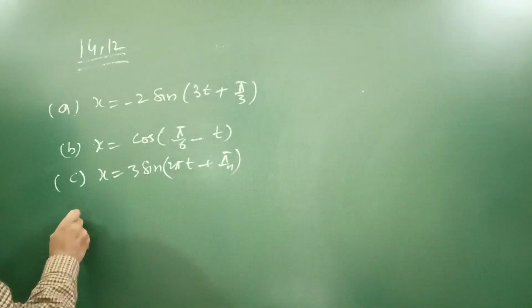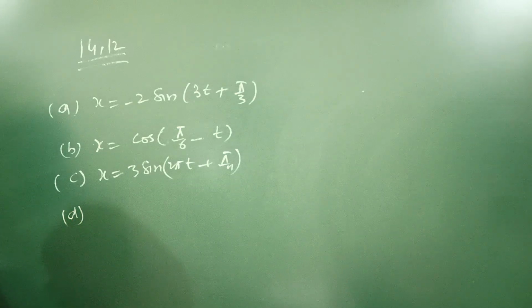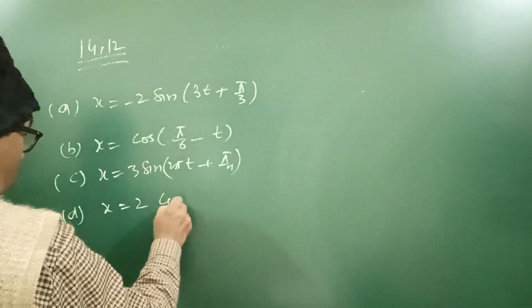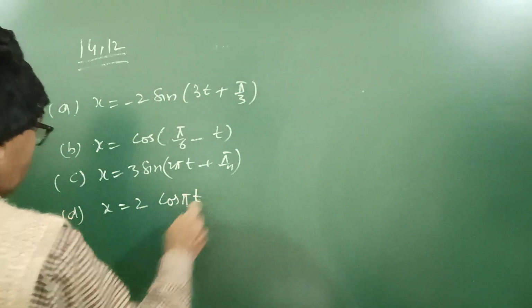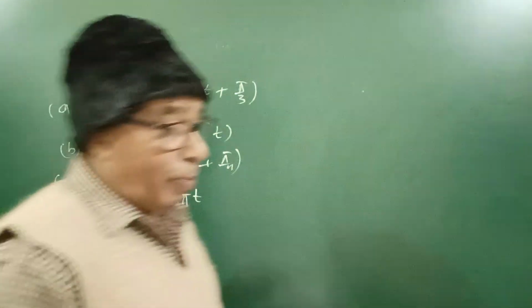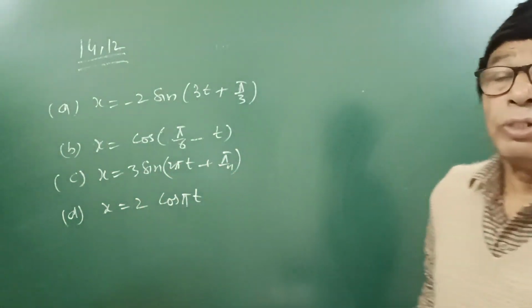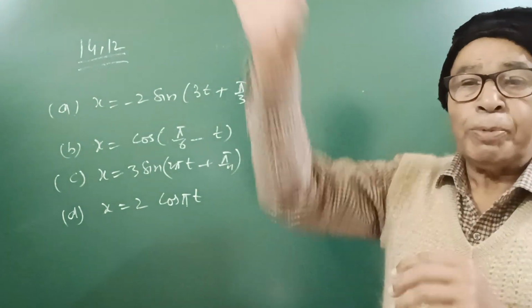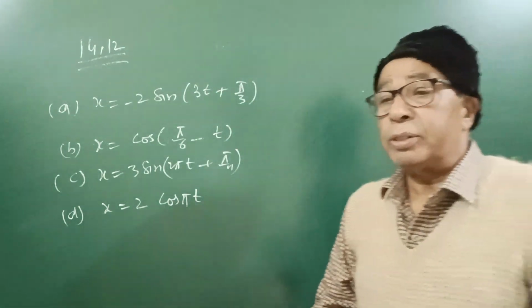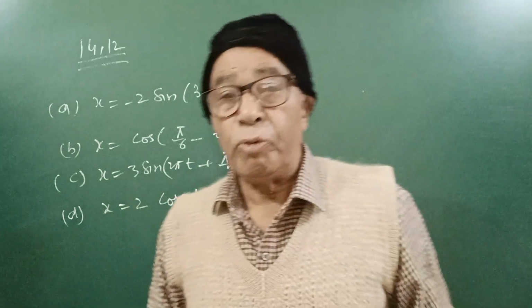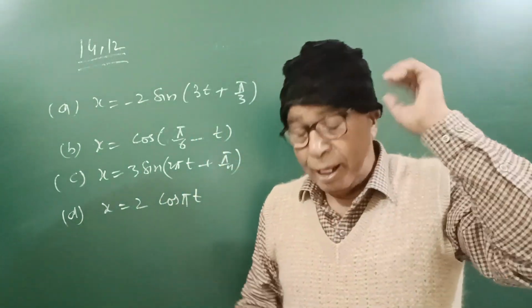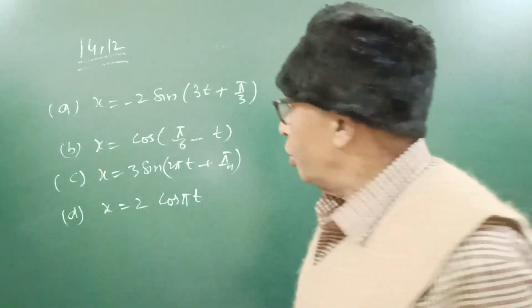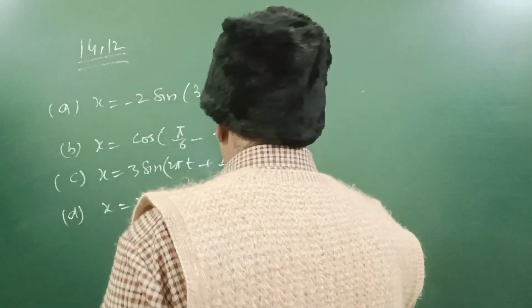And then D part is there, x equal to 2 cos pi t. So you have to tell the reference circle of these motions as x projection. When I told you that simple harmonic motion is the projection of uniform circular motion on any diameter. That is the simple case.